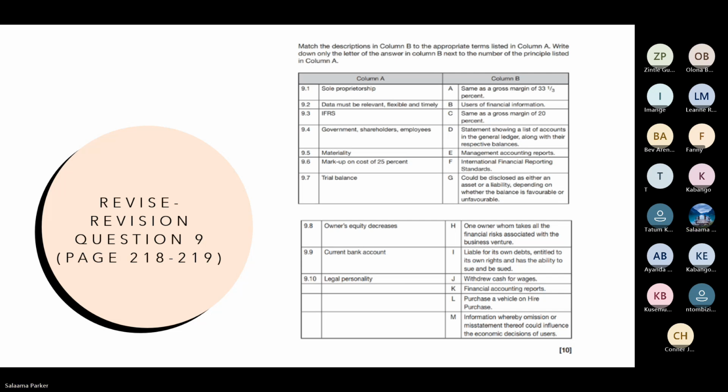can be disclosed either as an asset or a liability, depending on whether the balance is favorable or unfavorable. It's a favorable balance when it's debit, and it's an unfavorable balance when it's a credit. Okay, so just remember that. And the last one, legal personality. I. Well done, guys.